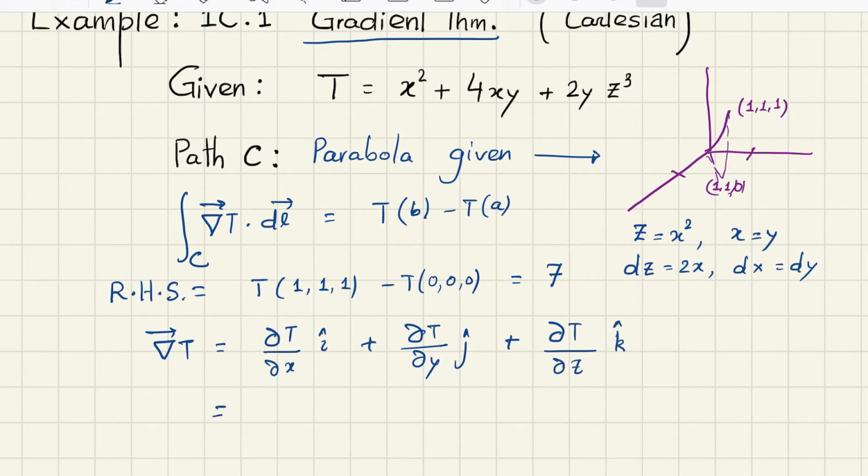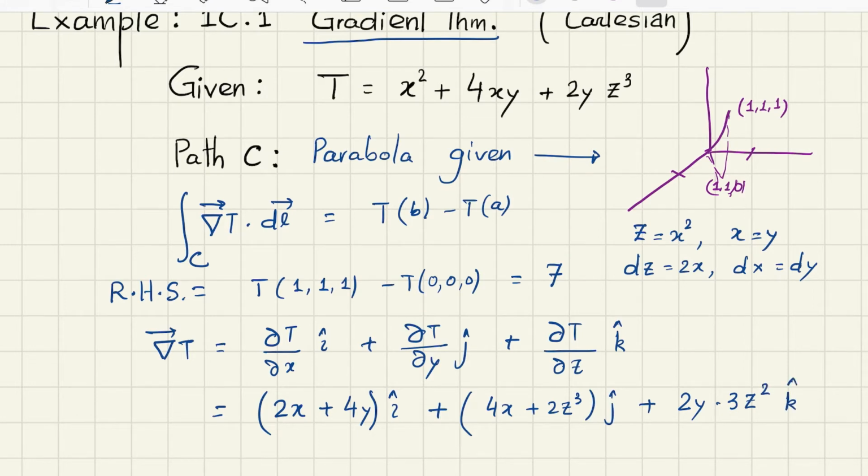Now let's do it. This is simple enough that you can do it mentally. So del t by del x: the first term gives you 2x, the second term gives you 4y, the third term is 0. Then for del t by del y, the first term gives you 0, the second term gives you 4x, and the third term gives you 2z cube. This is j. And then del t by del z, the k term is only there in the third term, this is 3z square k. Okay, so this is the grad t.